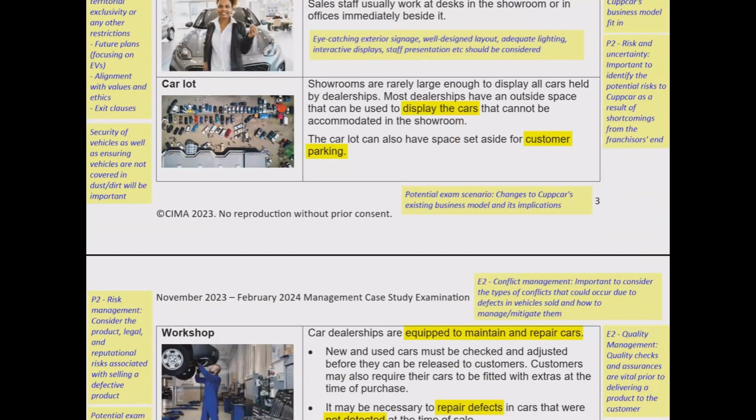Okay, now obviously they can't fit all the cars inside a showroom. So there's also going to be an outdoor car lot. These are massive outdoor spaces where they will display cars. Typically, most of the used cars would be in the outside car lot, but also any of the excess new cars that they don't have in the showroom. That brings to mind the point about security of vehicles, and also thinking about insurance and controls of those vehicles. How does Cuppcar know where those vehicles are? And if staff are moving vehicles around, how are those kept track of? Thinking about controls over those.